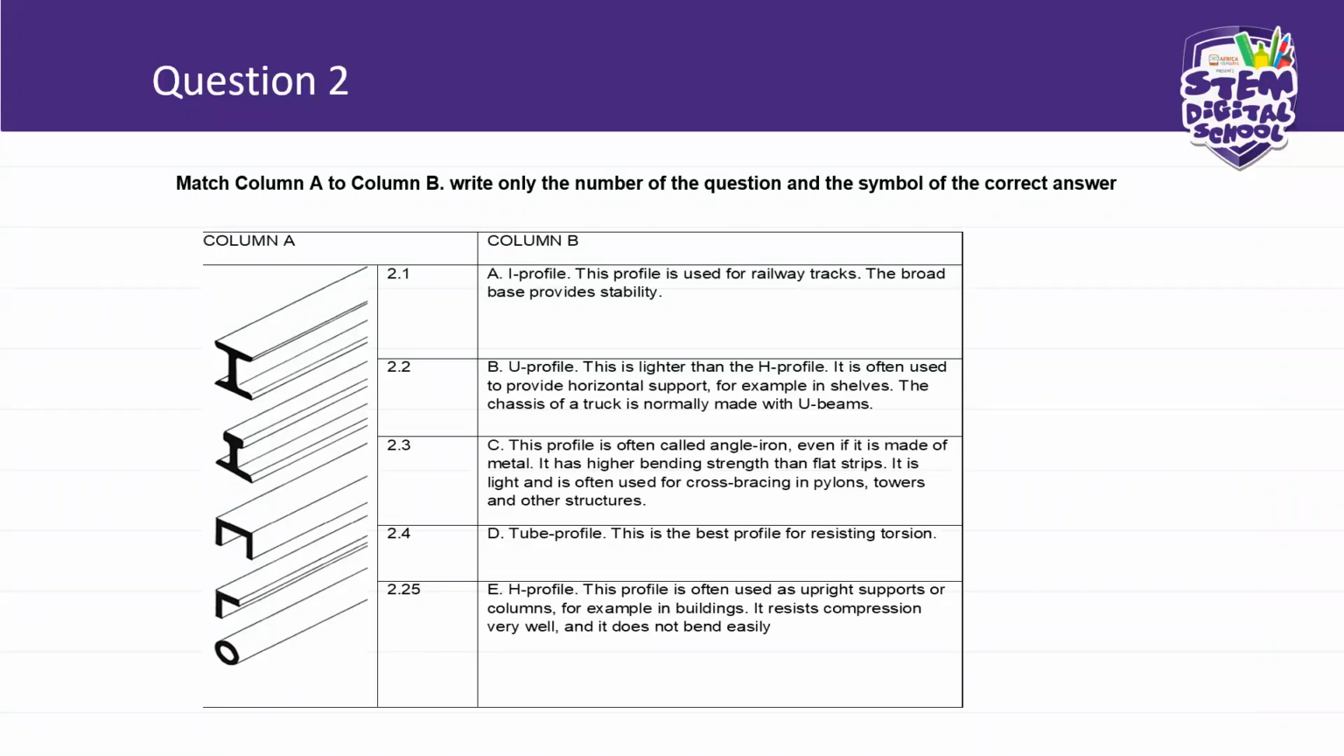2.2 is A. A, the I profile. This profile is used for railway tracks. The broad base provides stability. 2.3 is B, the U profile. This is lighter than the H profile. It's often used to provide horizontal support, for example, in shelves. The chassis of a truck is normally made from U-beams.